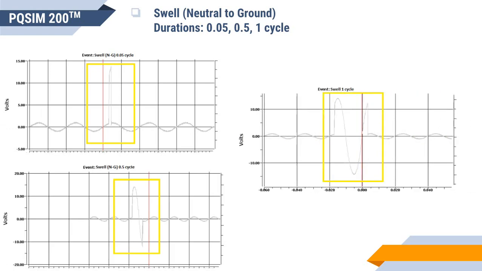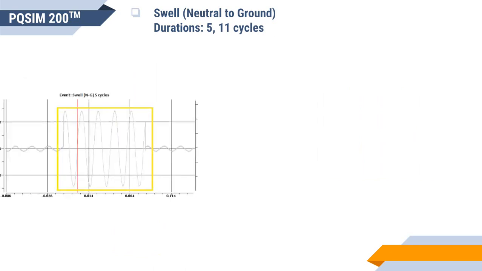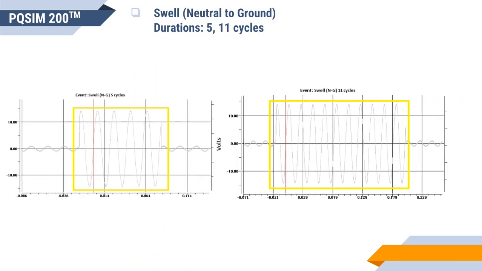Waveforms of swell neutral to ground, 0.05 cycle, 0.5 cycle, and 1 cycle. Waveforms of swell neutral to ground, 5 cycles and 11 cycles.